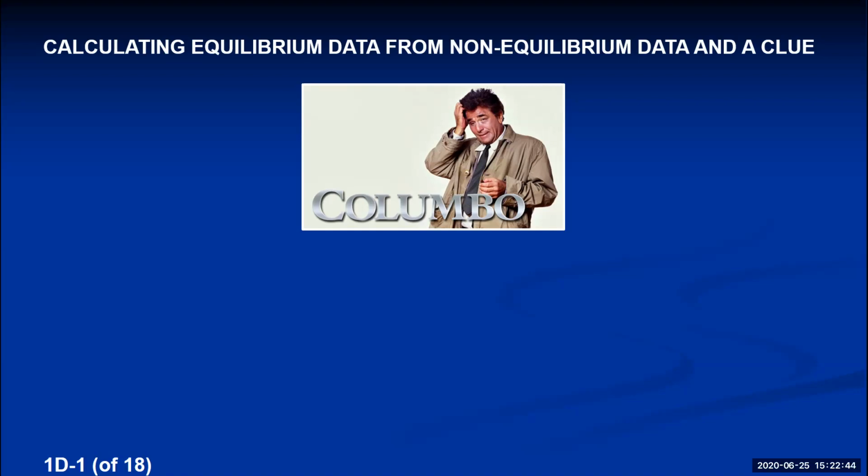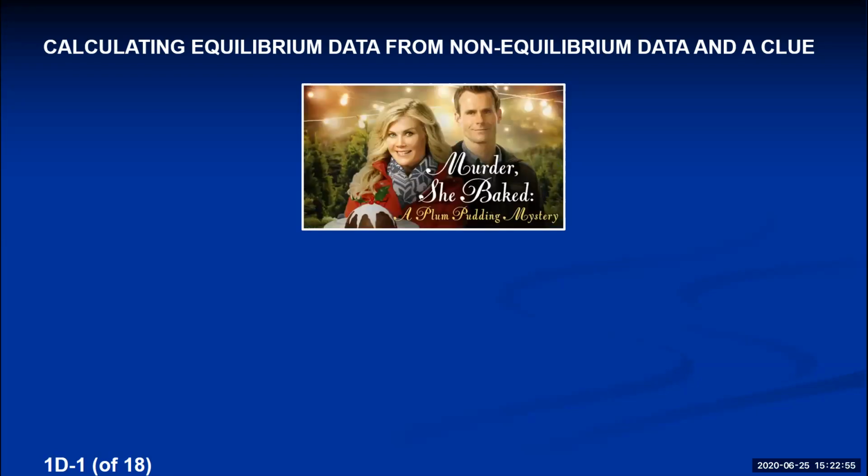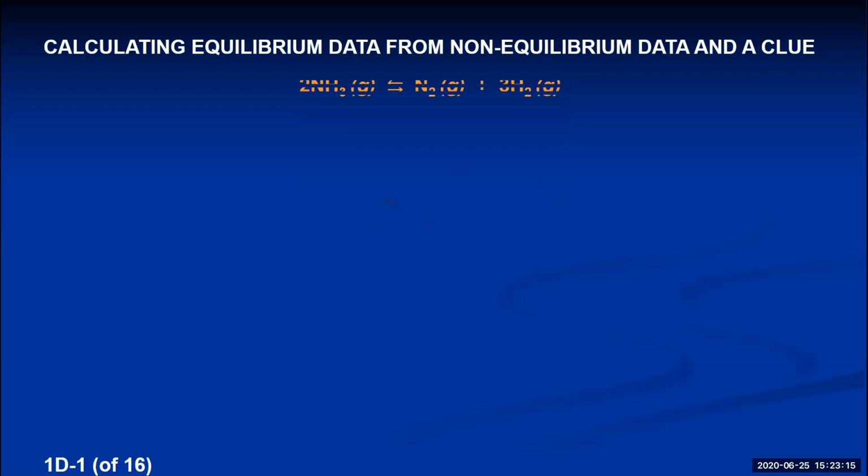Or if that's too old for you, maybe you've seen CSI. They're always looking for clues to try to figure out the answer to the mystery. Or if maybe police shows are too violent for you and you don't like that, then maybe Murder, She Baked, where a baker actually solves murder mysteries by searching for clues. But whichever is your cup of tea, every type of equilibrium calculation where you're trying to determine equilibrium data from non-equilibrium data will quite often involve some type of clue that you have to deduce from the problem. We're going to look at some examples of that today.